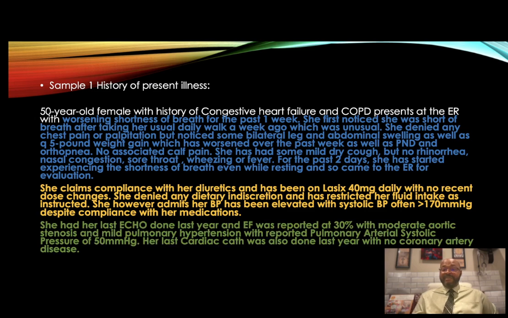So then I give a background history in the green characters. Okay, it's another paragraph, and I mentioned she had her last echocardiogram done last year, and ejection fraction was reported at 30% with moderate aortic stenosis and mild pulmonary hypertension, with reported pulmonary arterial systolic pressure of 50 millimeters mercury. Her last cardiac catheterization was also done last year with no coronary artery disease. This gives a little bit of background to that congestive heart failure, her cardiac history.